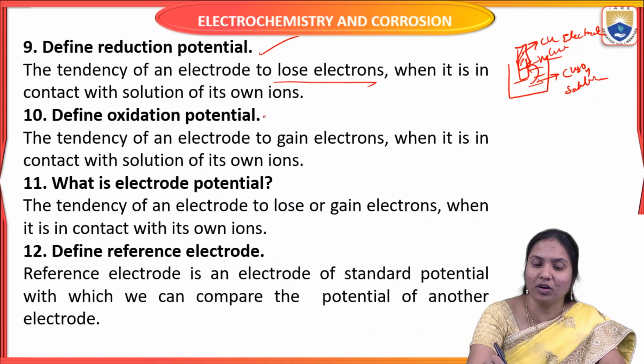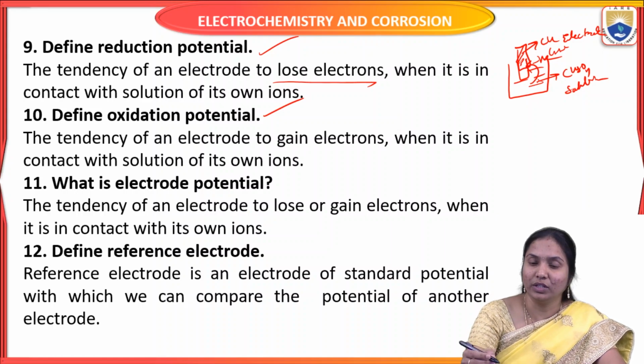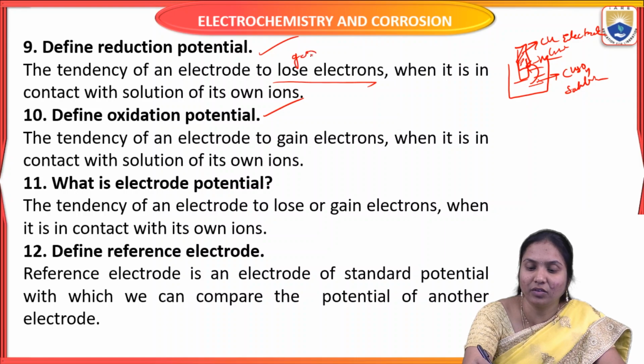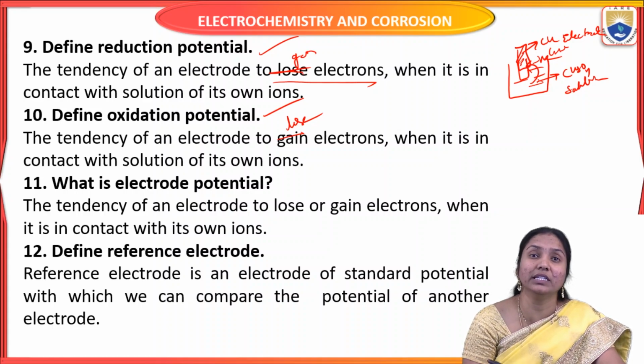So what is the meaning of oxidation potential? Here is gain of electrons, there is loss of electrons. Reduction potential means the tendency of an electrode to gain electrons when it is dipped in its own salt solution. In this case it develops reduction potential.